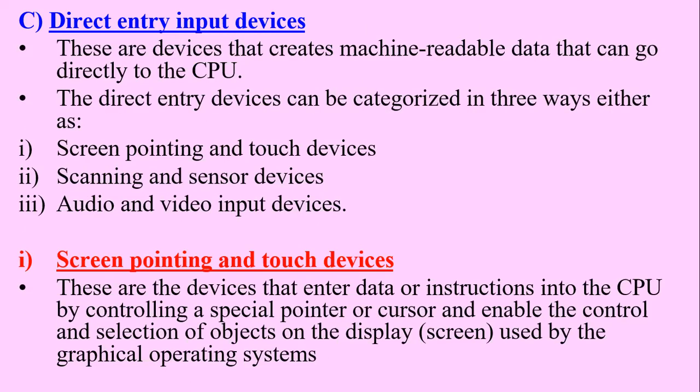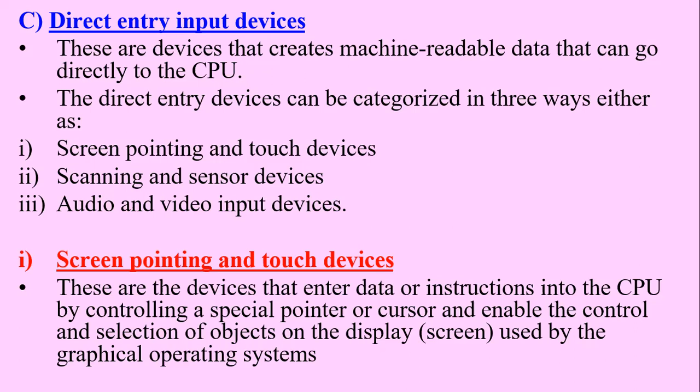The other category of input devices is what we call the direct entry input devices. These are devices that create machine-readable data that can go directly to the CPU. The direct entry devices can be categorized in three ways, either as number one, screen pointing and touch devices, number two, scanning and sensor devices, and number three, the audio and video input devices.